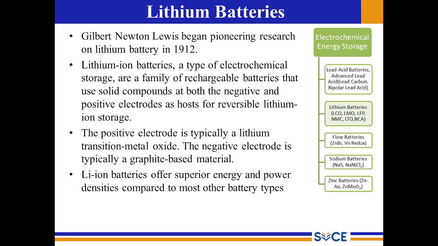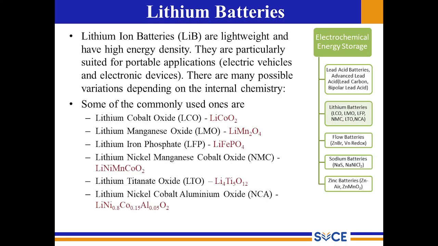Coming to lithium batteries, the positive electrode is a lithium transition metal oxide, and the negative electrode is a graphite based material. So depending on the lithium transition metal, the name comes. We have LCO batteries, LMO, LFP, NMC, LTO, and NCA batteries. Each of these batteries plays a major role, and all these batteries have come with technological improvements.